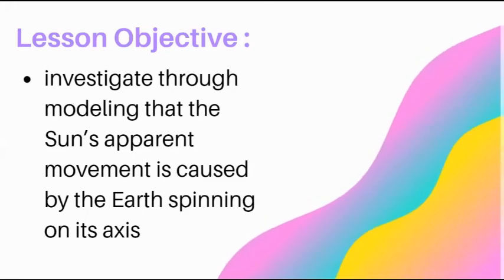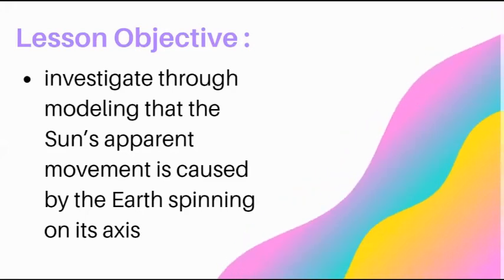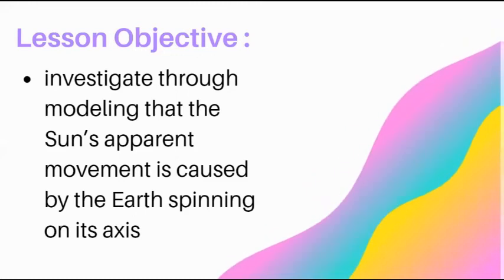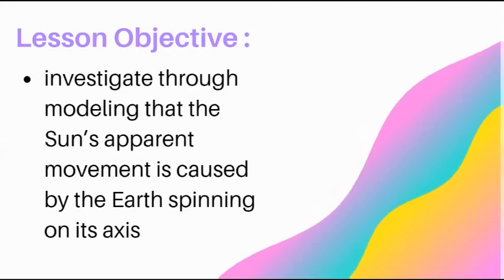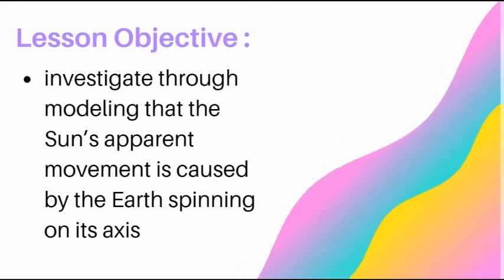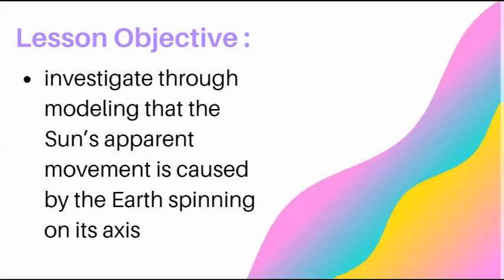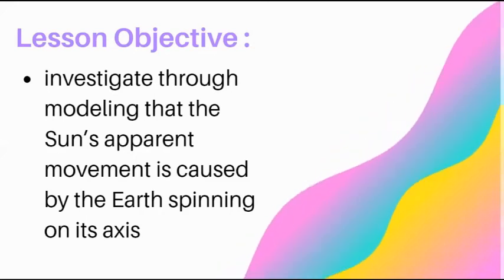First, investigate through modeling that the sun's apparent movement is caused by the Earth spinning on its axis. There is time that we can see the sun, but there is also time that we cannot see the sun. The sun looks like it appears and is gone. And the people in the past even thought that the sun moved around the earth.